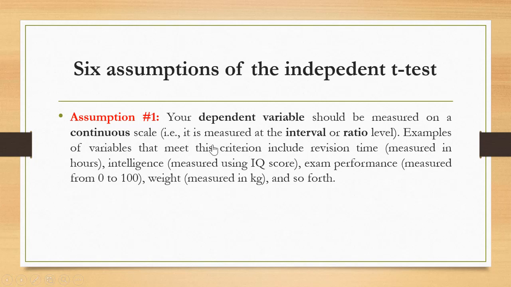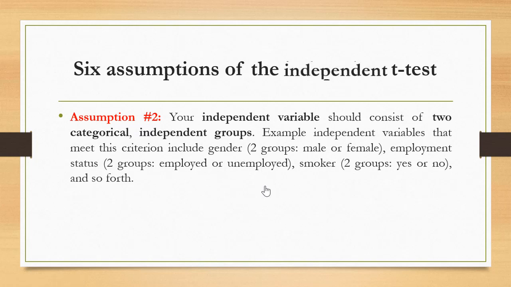Assumption number 1 states that your dependent variable should be measured on a continuous scale, either interval or ratio. For example, test scores, temperature, weight, height, etc. Examples of variables that meet this criterion include revision time in minutes or hours, intelligence measured by IQ score, exam performance measured from 0 to 100, or weight measured in kilograms, and so forth. So this is assumption number 1.